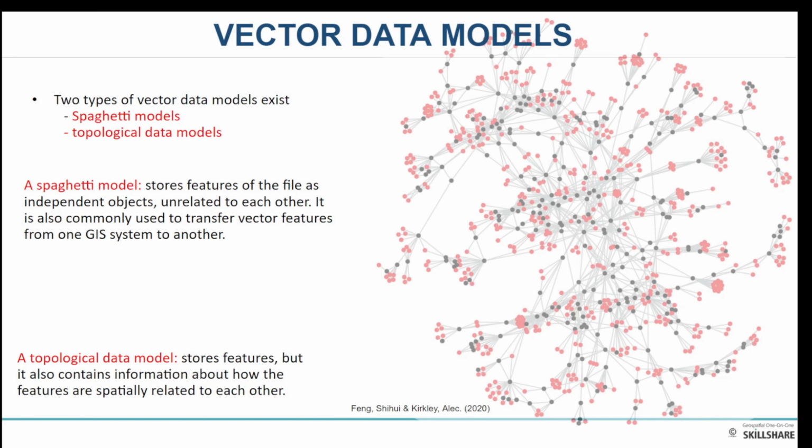So with the topological data model, we get to know the relationship between one entity or one object and the other. And so we can do a lot with that, and we can also understand how things actually interplay in space. So that is the vector data model. The vector data model is one data model under GIS data. And under it, there are two models, the spaghetti model and the topological model.